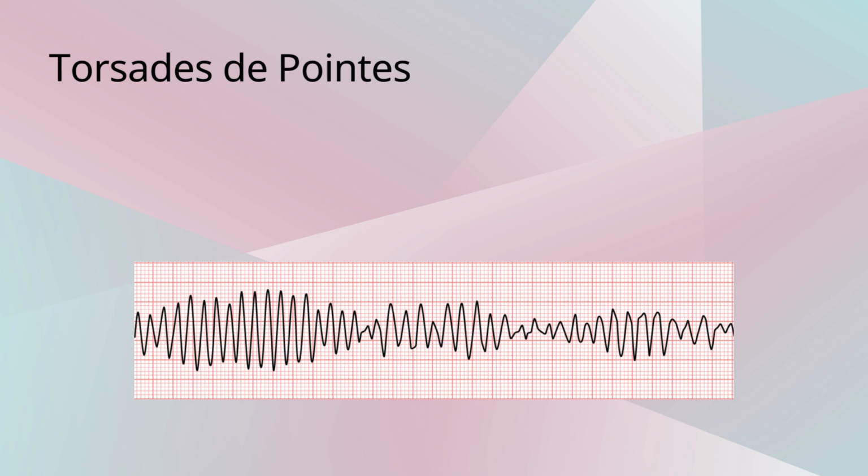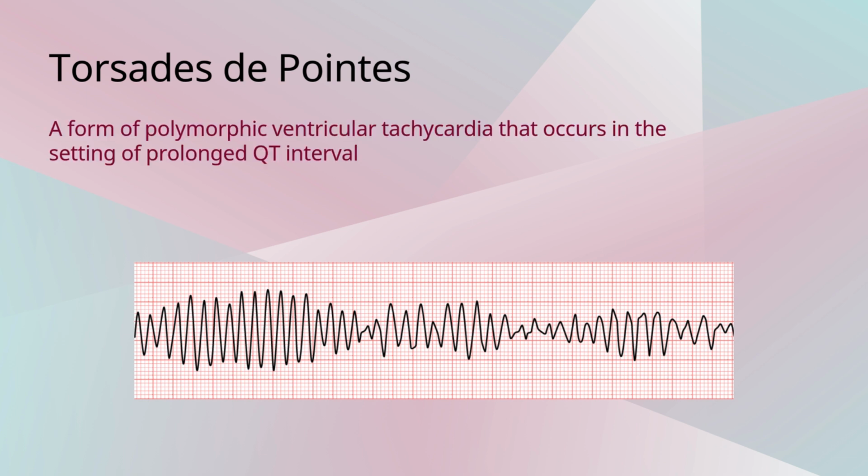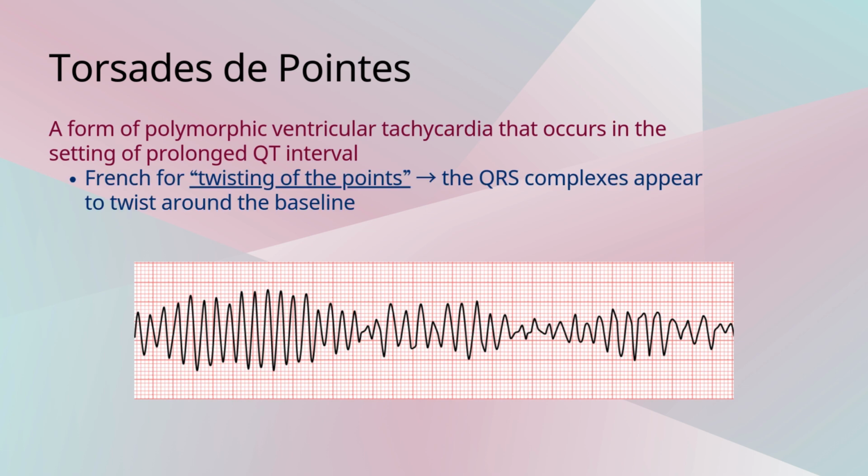All right, our next one is Torsades de Pointes, and this one should look familiar because we've already talked about prolonged QT syndrome, and these are closely related. So this is a specific type of ventricular tachycardia that occurs when the QT interval is prolonged. The name means twisting of the points in French, and that describes the EKG.